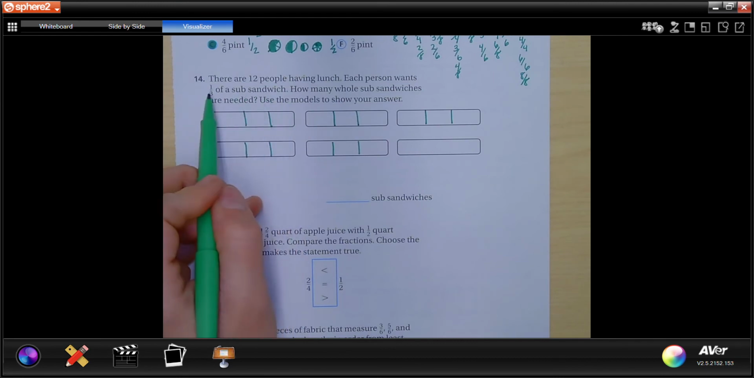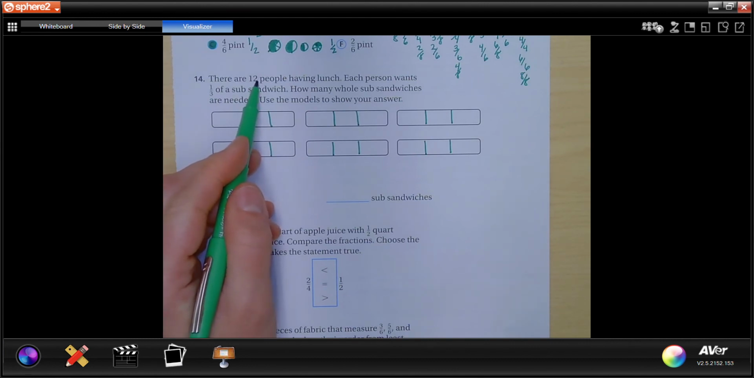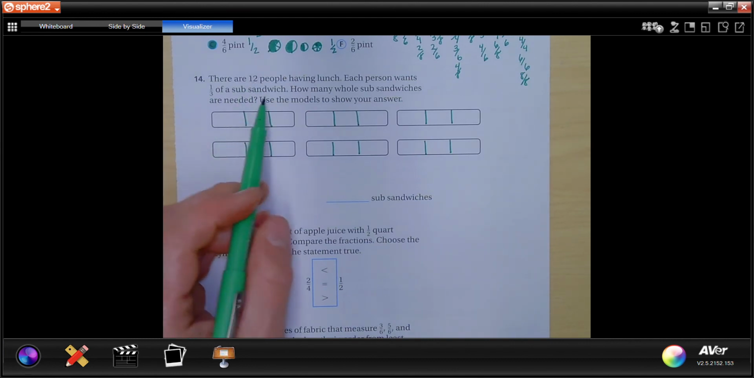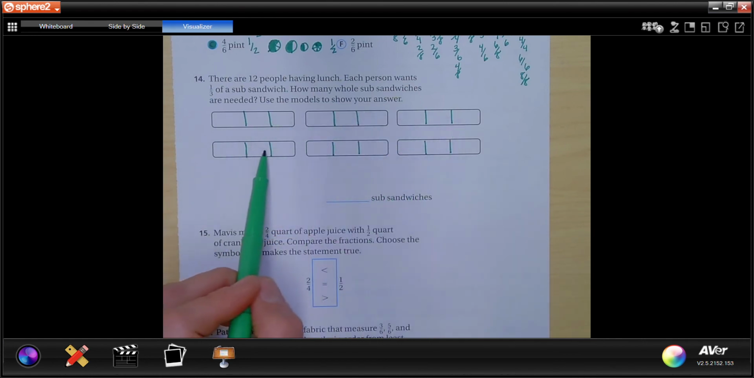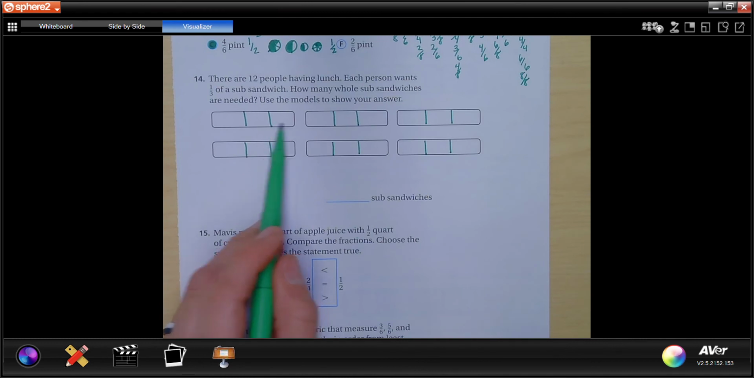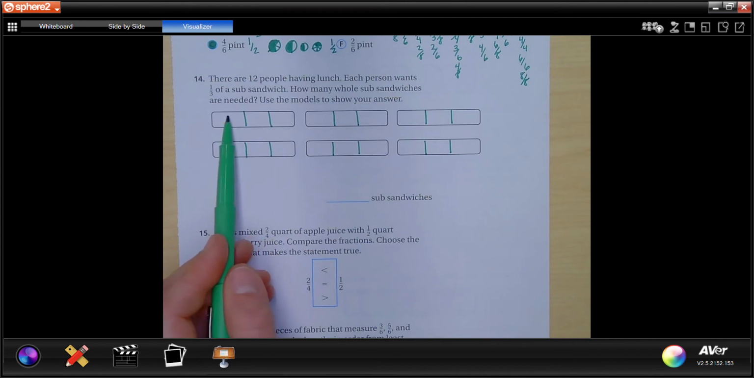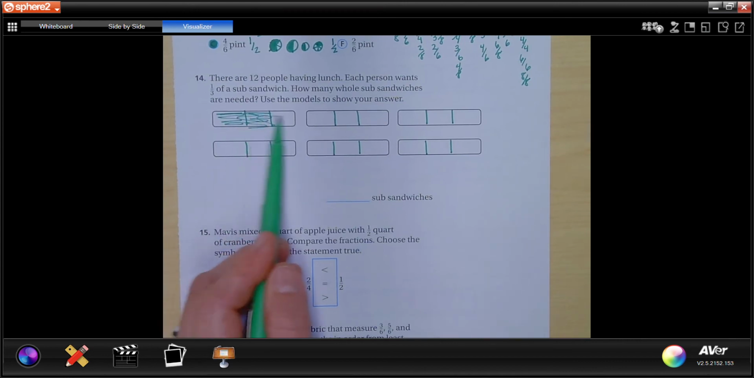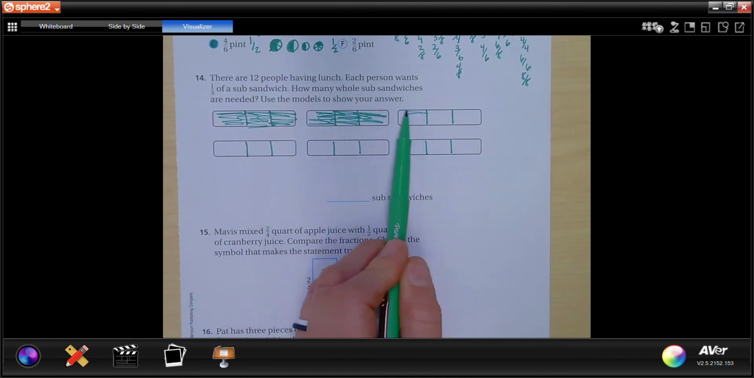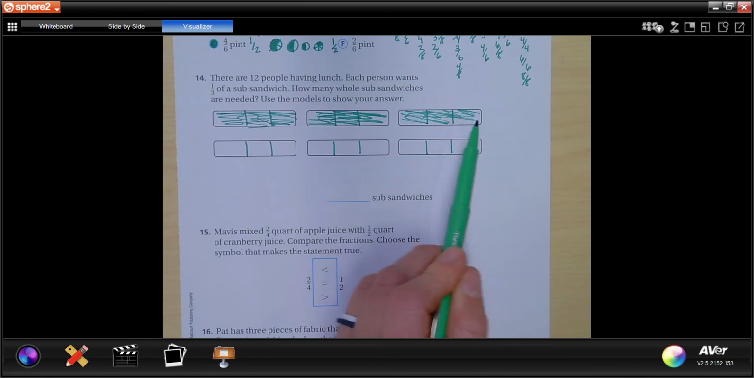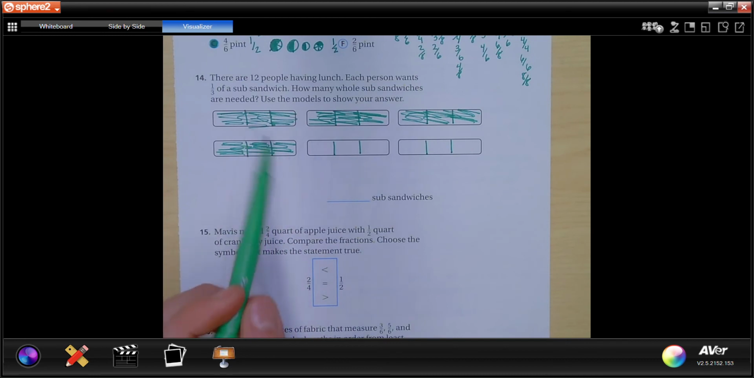Each sub sandwich was cut into thirds. That's how we decided this. And we need 12 people, each wants 1/3. So 1, 2, 3, 4, 5, 6, 7, 8, 9, 10, 11, 12. So 1 whole, 2 whole, 3 whole, 4 whole sub sandwiches. We'll shade this in. 1, 2, 3 people, 4, 5, 6 people, 7, 8, 9 people, 10, 11, 12 people. So 1, 2, 3, 4 sub sandwiches.